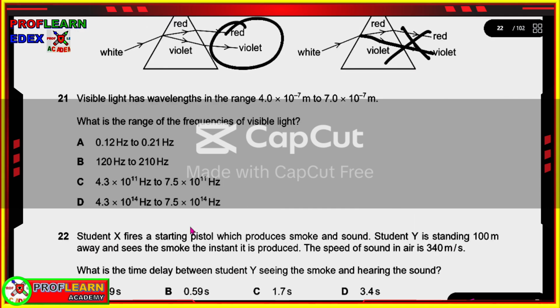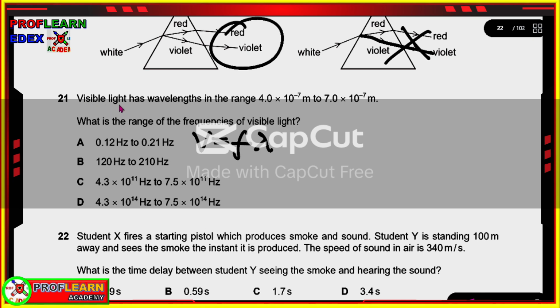Question number 21. The visible light has a wavelength of 4.0 times 10 raised to the power negative 17 meters. What is the range of the frequencies? You know that frequency times wavelength is equal to the speed of a wave.